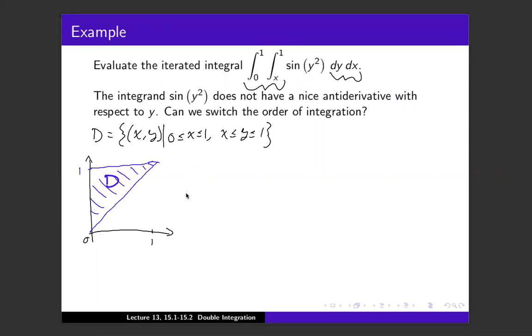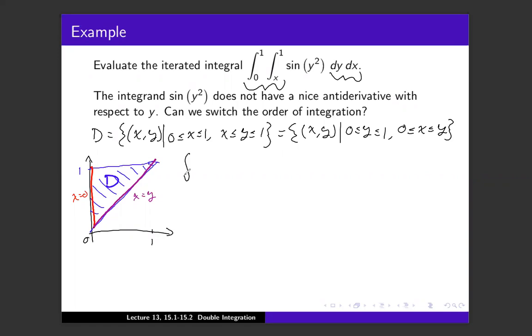So with that in mind, how can we do this? Okay, well, we see that this is y equals x, but if we want to rewrite this in terms of y first, what's y between? y is going to be between 0 and 1. We can see that y is between 0 and 1 in this case. And what about x? The smallest thing that x can be is 0. But the largest thing that x can be is y on the other side. So x is going to be between 0 and y.